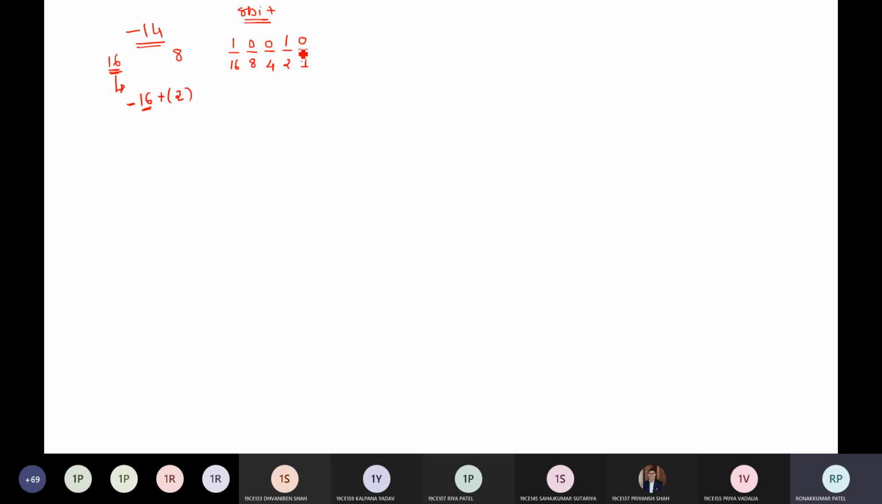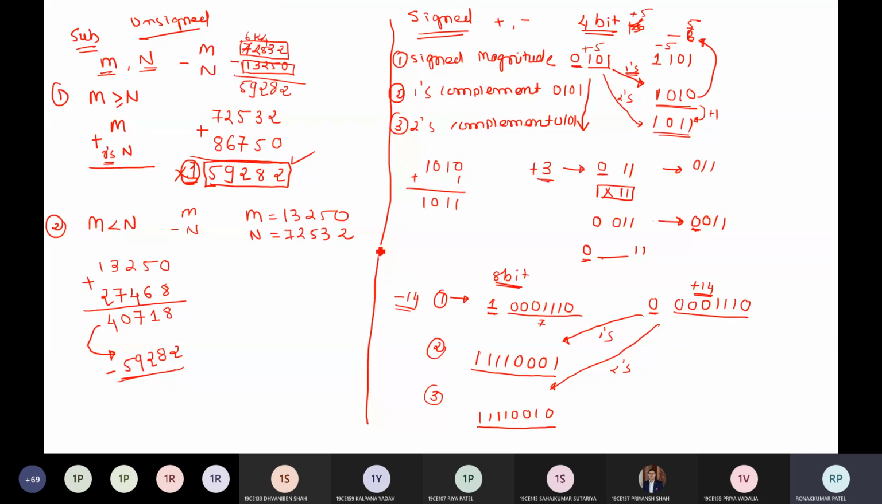I have shown you the 2's complement representation of minus 14, but we need to represent it in 8 bits. So these are the 1, 2, 3, 4, 5 bits, 1, 2, 3 bits. If I put 0, 0, 0, 0, it's a positive value. For a negative number, it starts with 1. See this, starting with 1. Right? A positive number starts with 0.